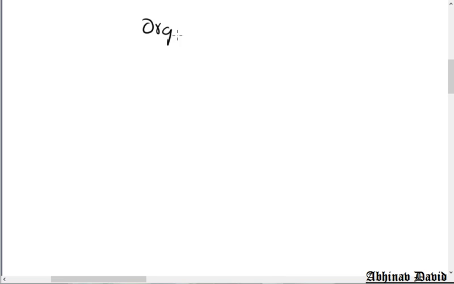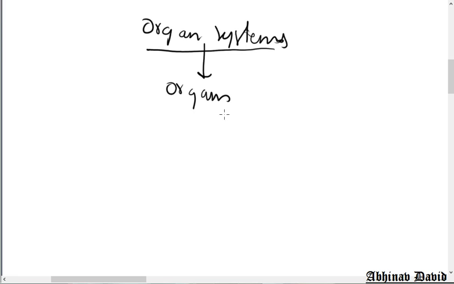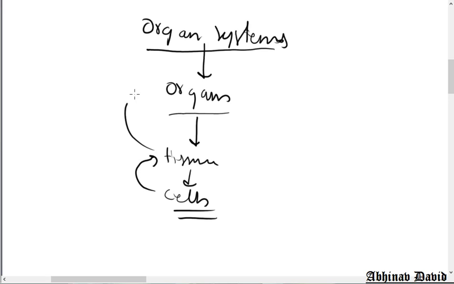Our body is made up of different organ systems, like the digestive system, excretory system, reproductive system, respiratory system, circulatory system and endocrine system. These systems are made up of different organs, these organs are made up of different tissues, and these tissues are made up of different cells. So cells make tissues, tissues make organs, and organs make organ systems, and these organs and organ systems do a specific work.